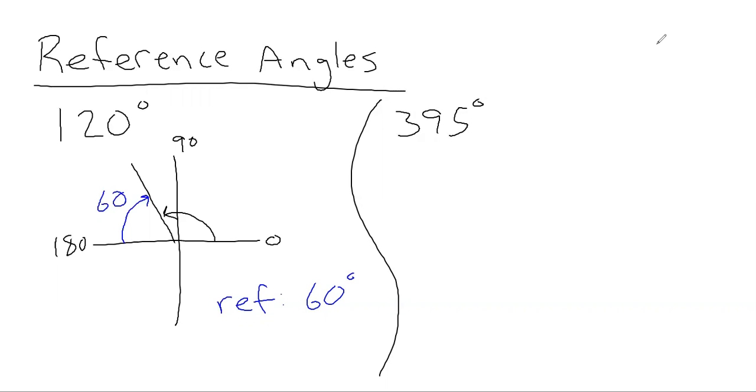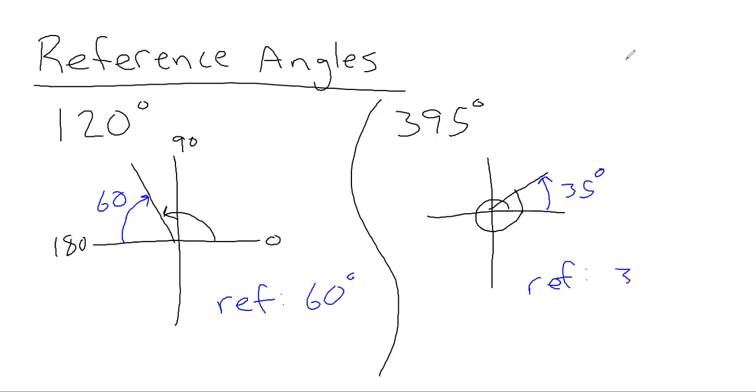Now I could do the same thing with one that goes past 360 degrees. So if I draw this angle, I know that one time around is 360, and then I would need an additional 35 degrees to get to the ending point on that angle. So my reference angle, I'd want to go from the x-axis to where my angle ended, and we said that was 35 degrees past the x-axis. So my reference angle, I could say, is 35 degrees.